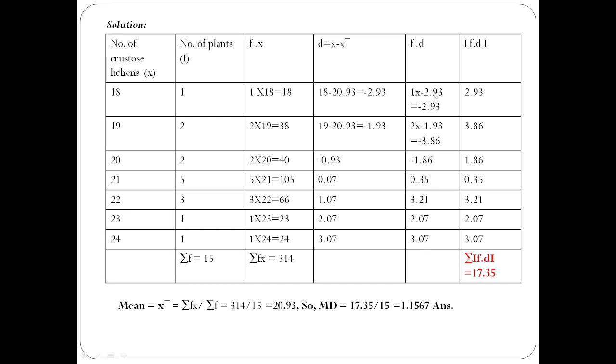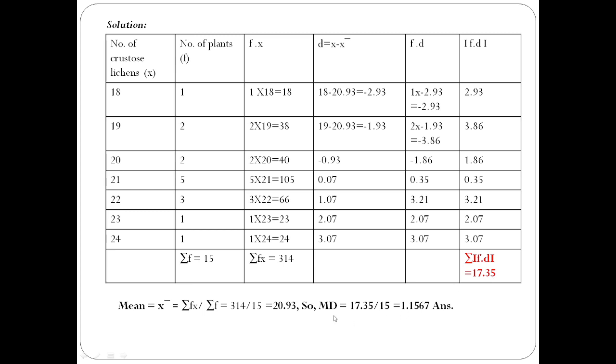So we can get both the negative sign as well as positive sign, but we need to take the absolute value of the fd, because within modulus we need to calculate the fd. So absolute value, that is negative sign, is being omitted. So it is 2.93, 3.86, 1.86, absolute values we have taken, and sum up all these absolute values. So it is the summation of fd. So summation of fd is equal to 17.35.